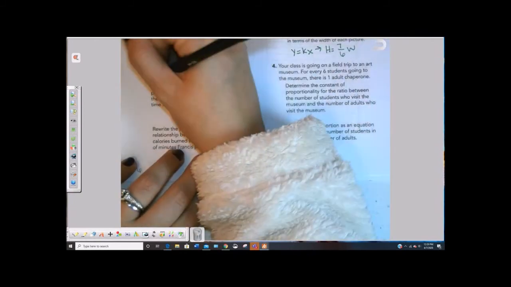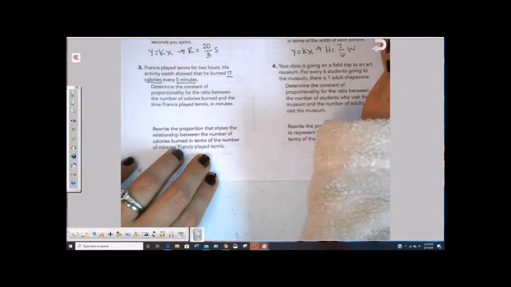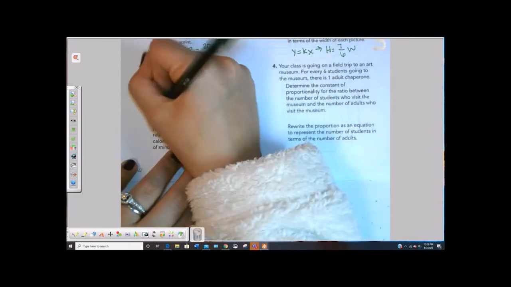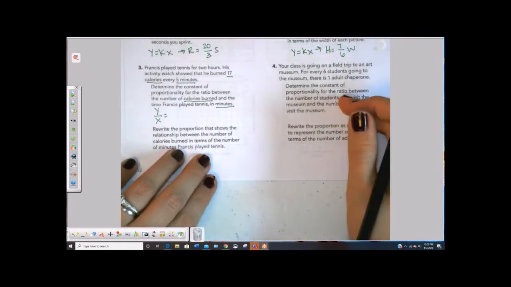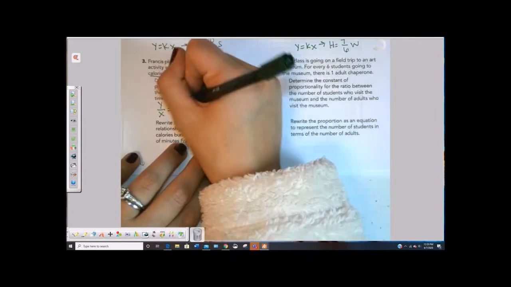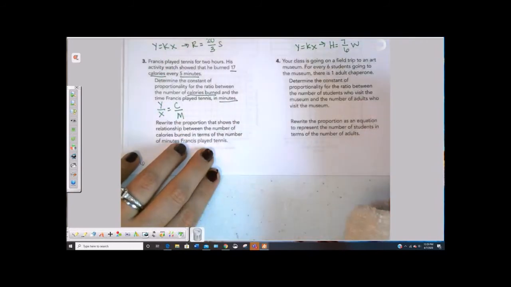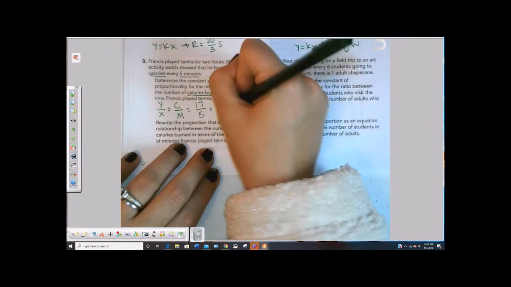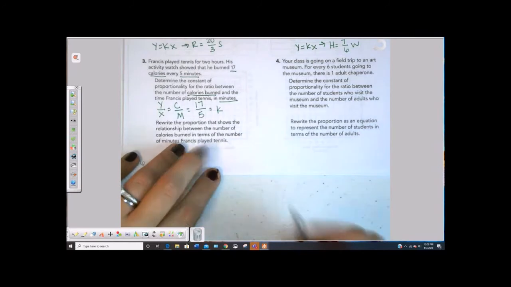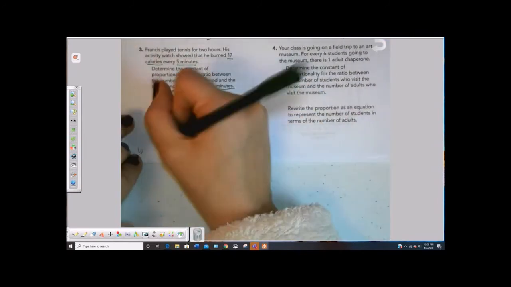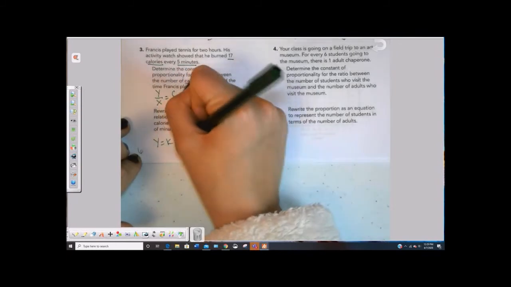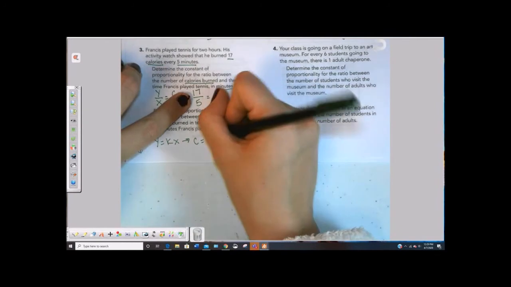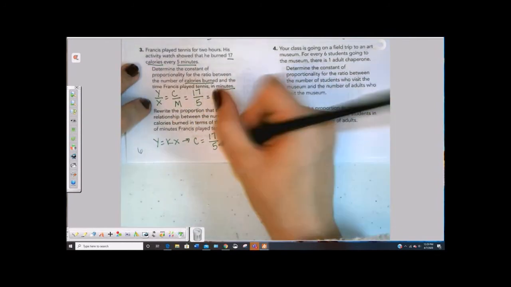So number 3, I have 17 calories for every 5 minutes. And the constant is calories burned to minutes. So y over x, calories is c, minutes is m. We burned 17 over 5, so that's k. 17 over 5 is k. Equation, y equals kx. Y is now c. K is 17 over 5. And x is m.